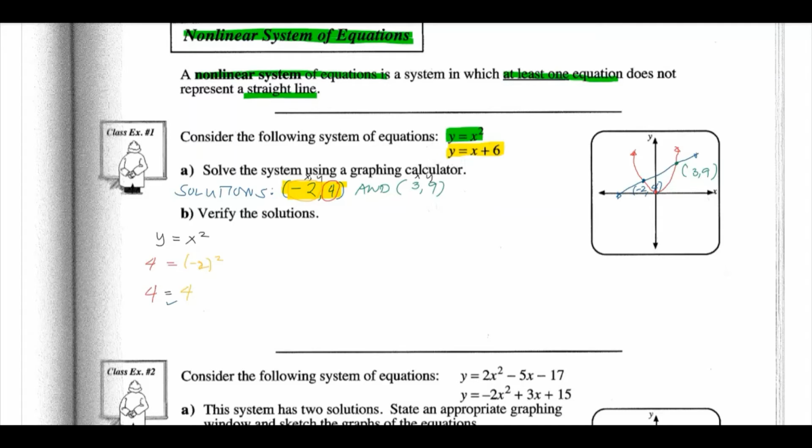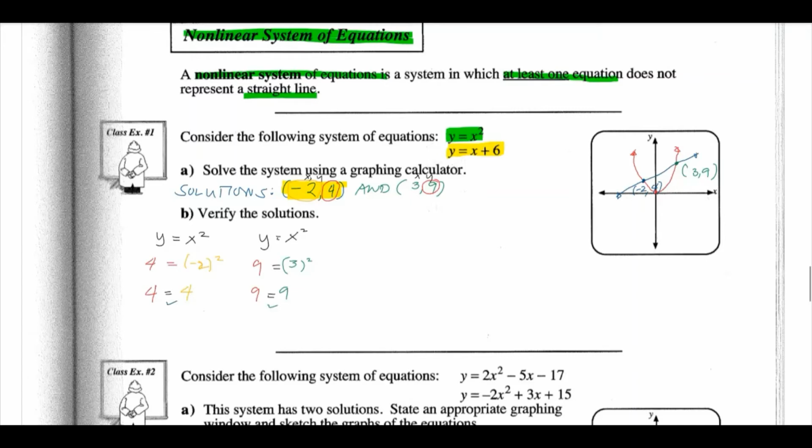How about (3, 9)? Again, you just have to substitute the values of x and y. y has the value of 9, and that is equivalent to the value of x, which is 3, squared. You can see that 9 is equal to 9. So again, (3, 9) is a solution to y equals x squared, the quadratic equation.